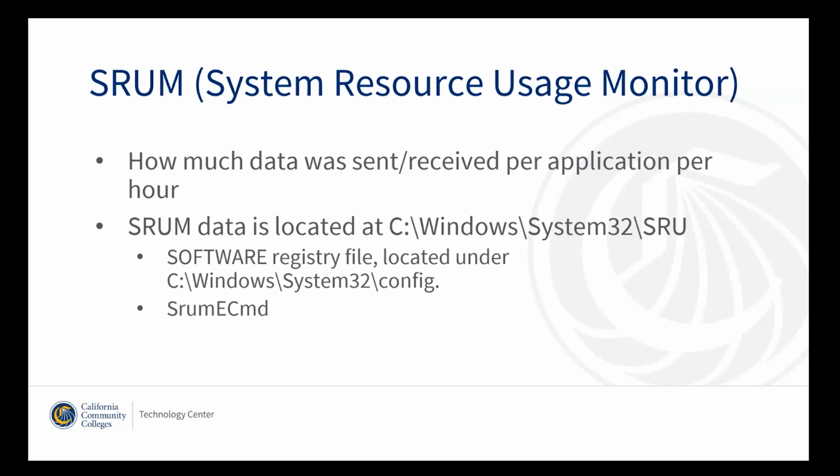This is another interesting thing for doing analysis on data exfiltration. The System Resource Usage Monitor gives you information about how much data was sent and received per application per hour. It'll show you what processes sent and received data on this system, and what the bulk of that is. So you could use this to quickly identify data exfiltration. Another very nice artifact if you suspect something like that is going on.